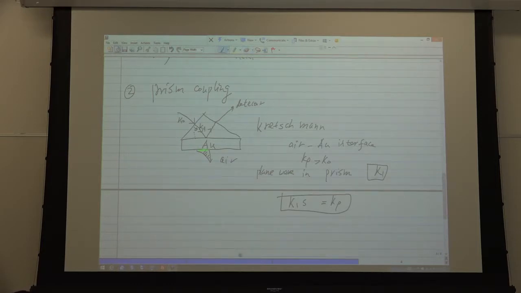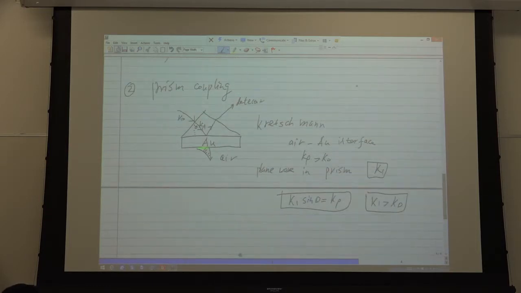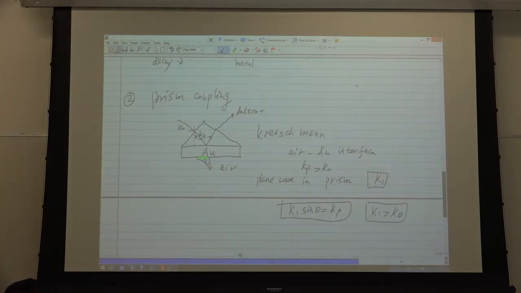Because K1 is larger than K0, right? It's a dielectric. So they can excite the surface plasmon. This is the reason why they can excite it at this air and Au interface.